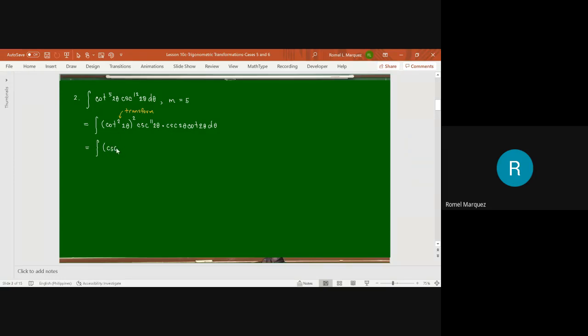cosecant squared 2 theta minus 1 raised to 2. Then, cosecant to the 11 of 2 theta is retained. And of course, we copy this differential in the future, no? Yan. Differential later. What future? Your future.